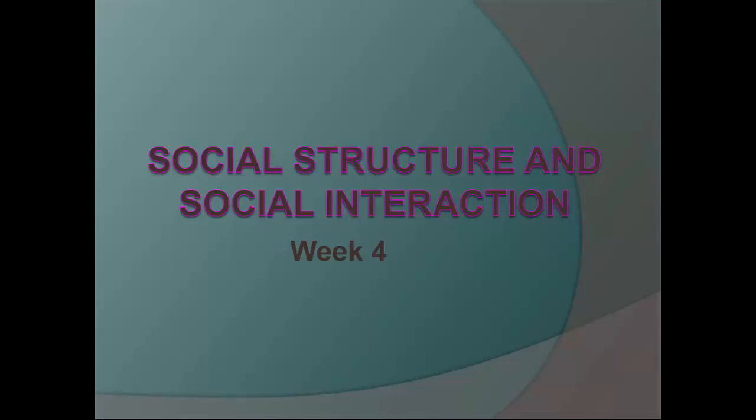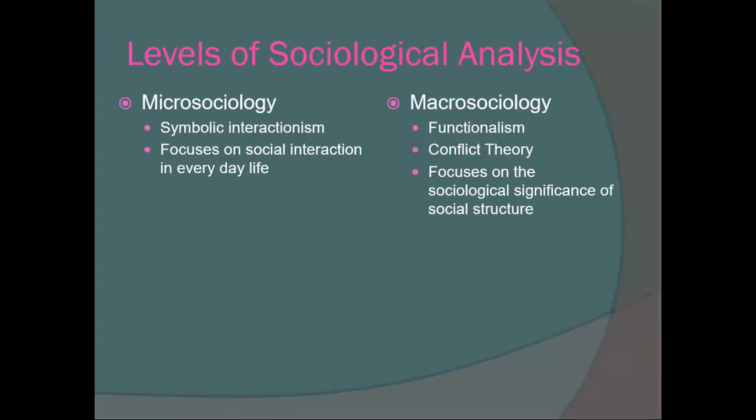Chapter 4, Social Structure and Social Interaction. The chapter begins talking about the two levels of sociological analysis, microsociology and macrosociology. As we discussed previously, symbolic interactionism is a microsociological perspective, and functionalism and conflict theory are macrosociological perspectives. So, microsociology focuses on social interaction in everyday life, and macrosociology focuses on the sociological significance of social structure.